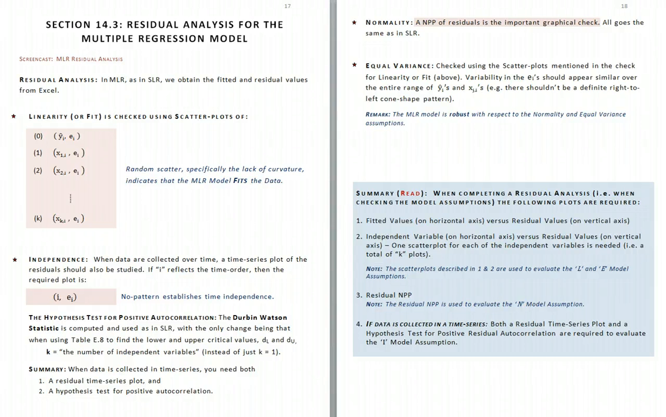In multiple linear regression, the additional number of independent variables increases the number of scatterplots required to check the linearity, also called fit, and the equal variance, also called homoscedasticity, assumptions. Checking the independence and normality assumptions is exactly the same as in simple linear regression. Let's discuss the scatterplots required and what to look for on those scatterplots.